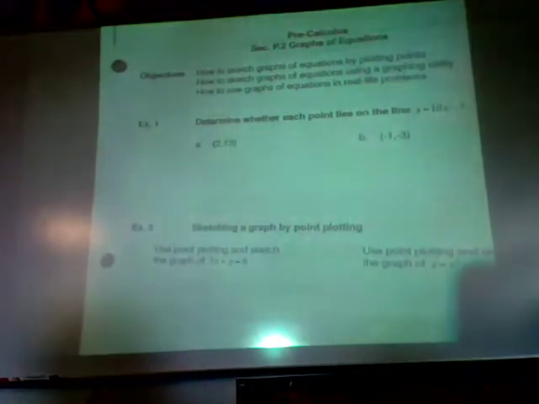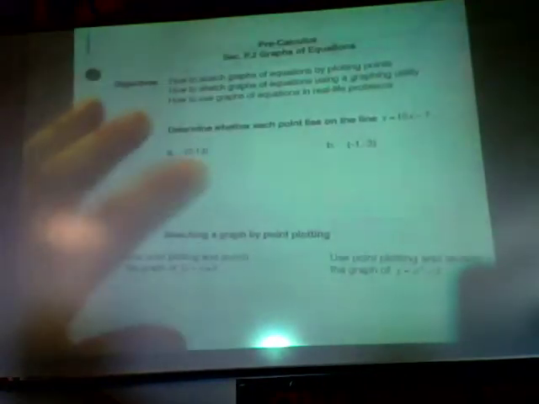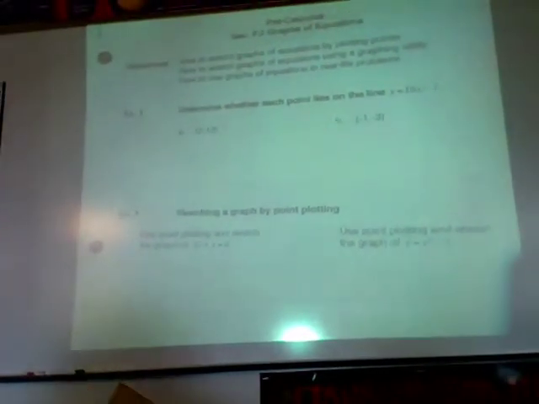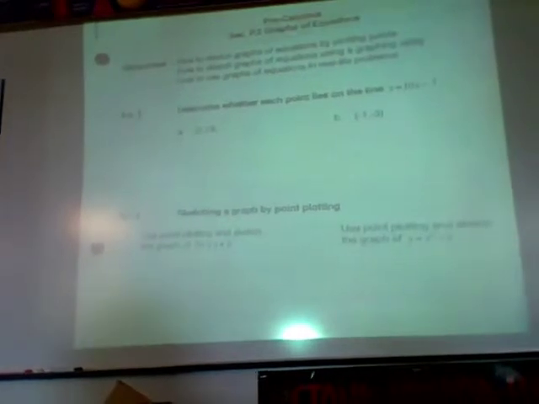All right, so P-2, we're just going to work with graphs of equations, different types of things. And my computer is in the screen. There we go. Still in the screen, isn't it?